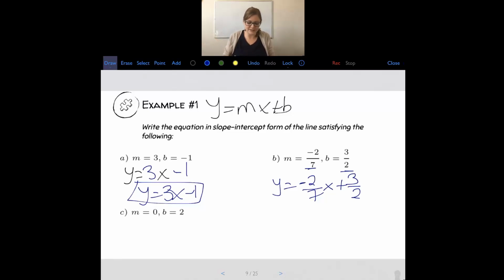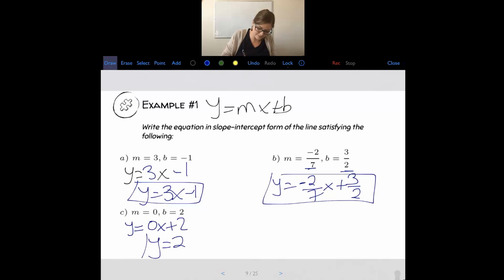For part C, m is 0 and b is 2. So this is y is 0x plus 2. 0 times x is just 0. This is an equation of a horizontal line, y equals 2. Let me box these answers.